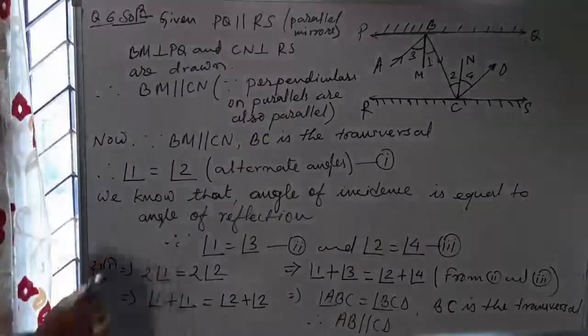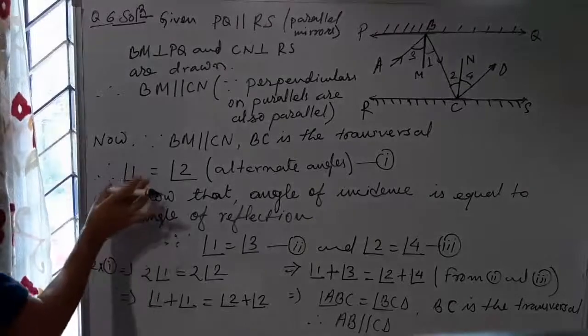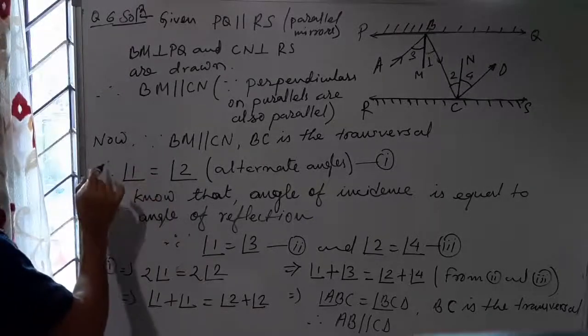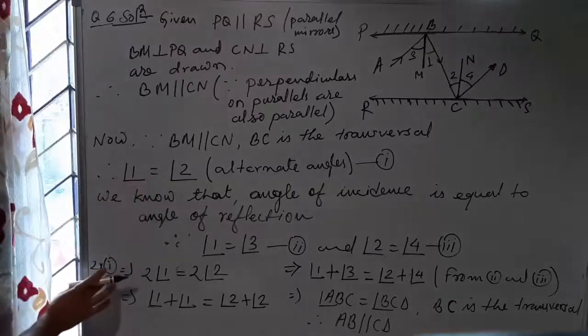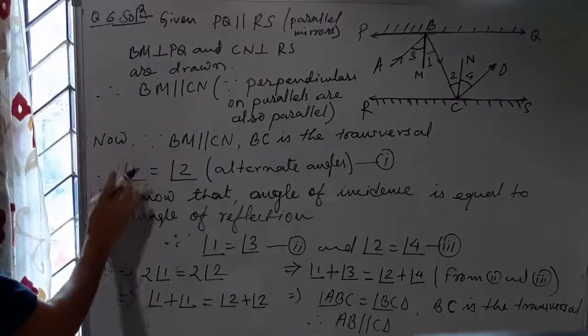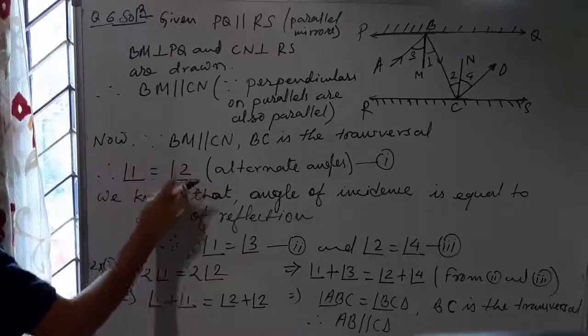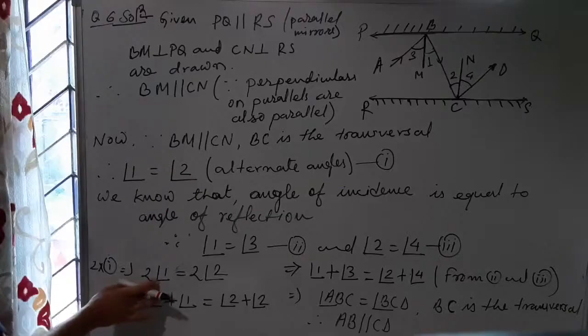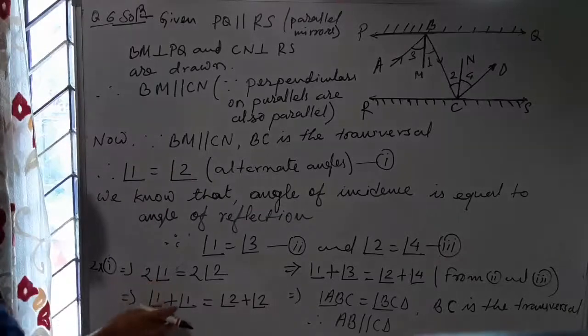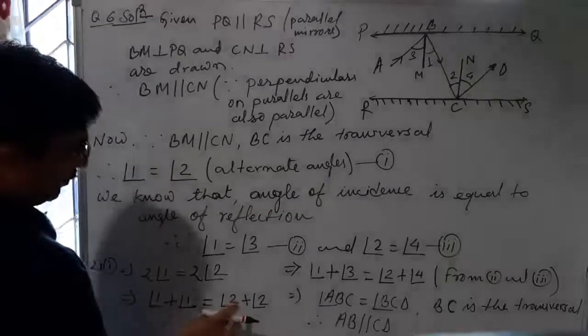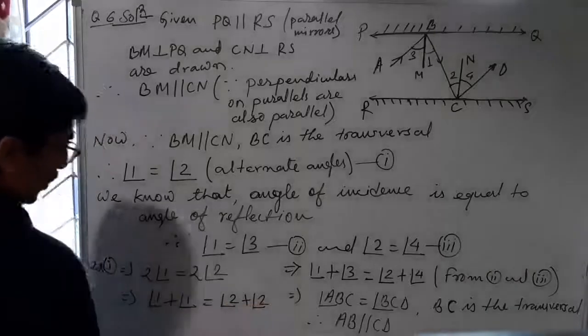Now this equation 1, you double it, multiplying both sides by 2. That becomes 2 times angle 1 equals 2 times angle 2. Twice angle 1 means angle 1 plus angle 1, and twice angle 2 means angle 2 plus angle 2.